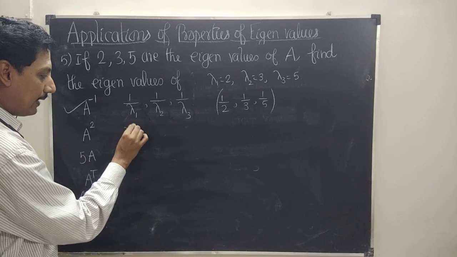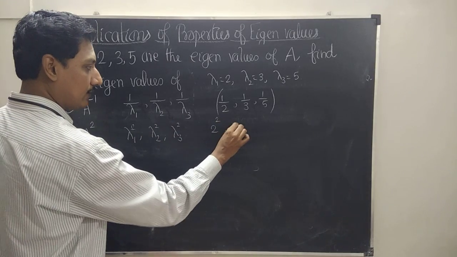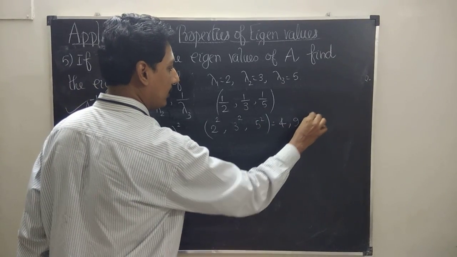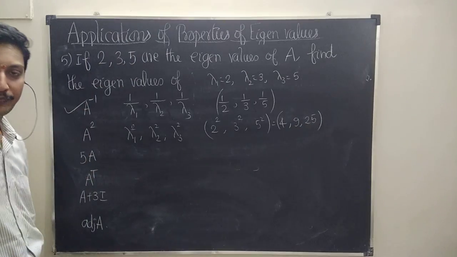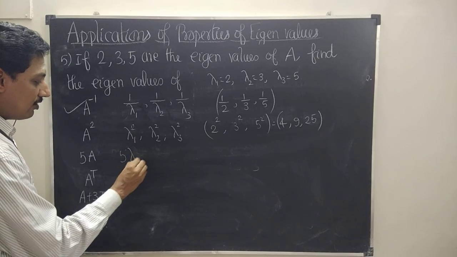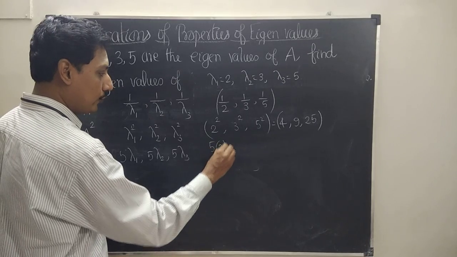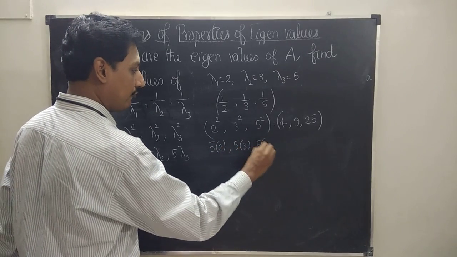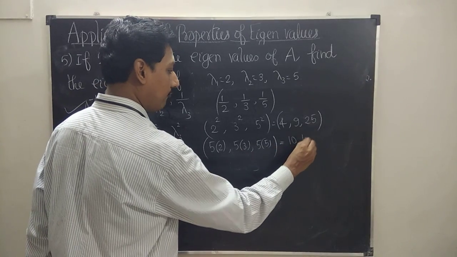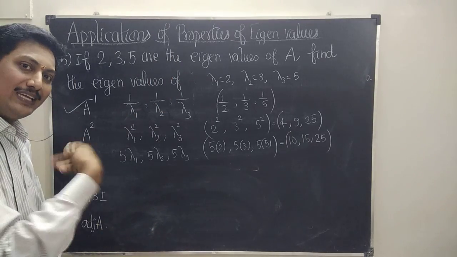Second one, A square. By the property, the eigenvalues are lambda 1 square, lambda 2 square, lambda 3 square. That means 2 square, 3 square, 5 square, otherwise 4, 9, 25. So these are the eigenvalues of A square. What about 5A? 5 is a scalar. So by the property the eigenvalues are 5 lambda 1, 5 lambda 2, 5 lambda 3. That means 5 into 2, 5 into 3 and 5 into 5. So the eigenvalues of the 5A matrix are 10, 15 and 25. It's a scalar multiplication, so you can multiply the corresponding scalar to each of the eigenvalues.